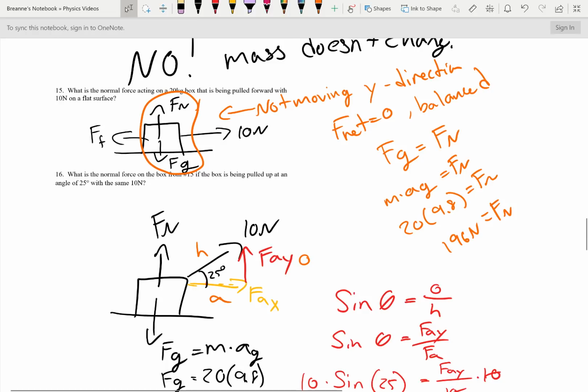On number 15, you don't have any. The force just goes straight horizontally. Now that you're pulling it up a little bit, you're kind of relieving that force of normal. You're relieving that force of normal.